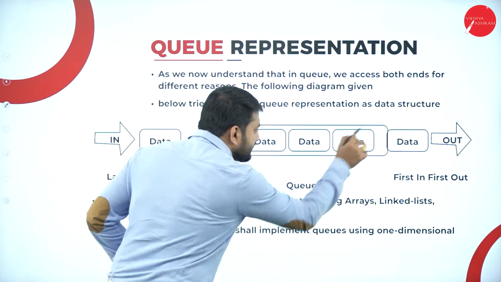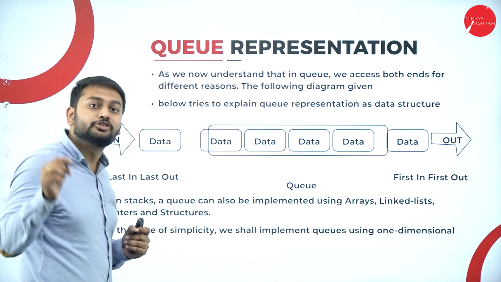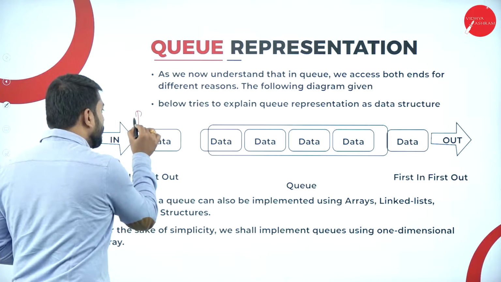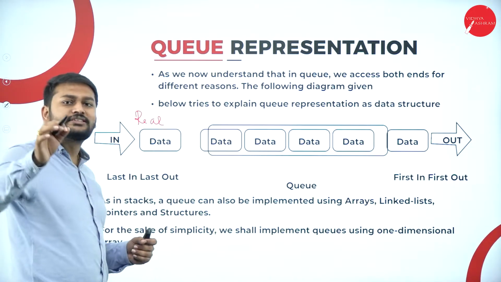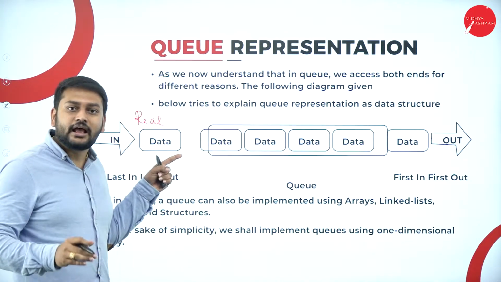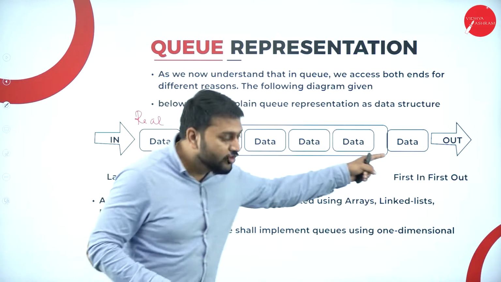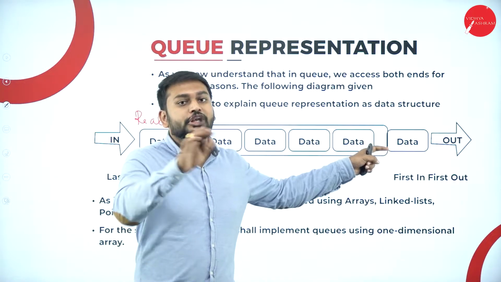Observe, this is the queue. Where exactly am I inserting the data into the queue? Observe, this is what I will call the rear end. Always, the insertion of data into the queue will happen at the rear end, in the sense the back of the queue, but deletion will happen at the front of the queue. That's what you need to remember.